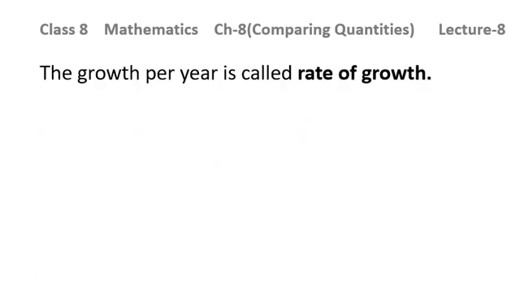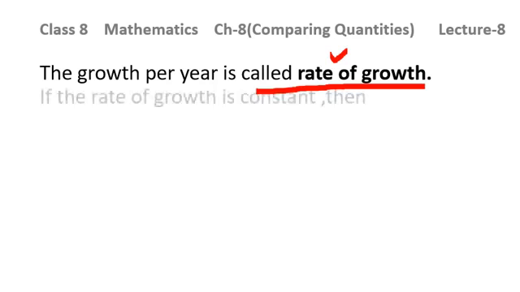So the growth per year is called rate of growth. If we are talking about the growth of a certain thing or certain commodity, then if we are talking about the growth per year, that is called rate of growth. By what rate a particular thing is increasing, that is given by the growth per year, that is rate of growth.